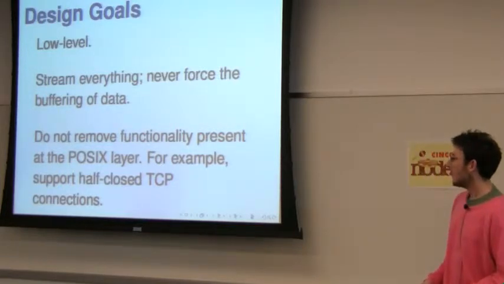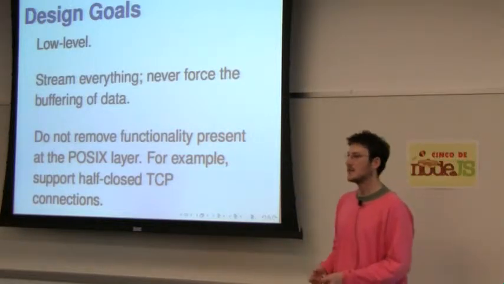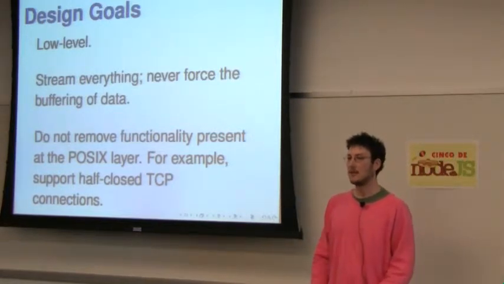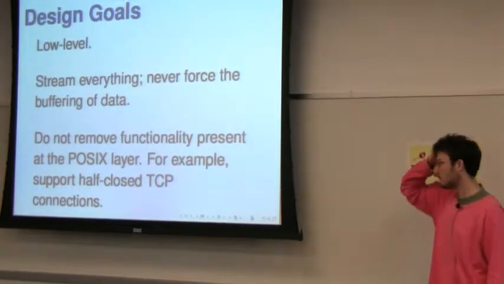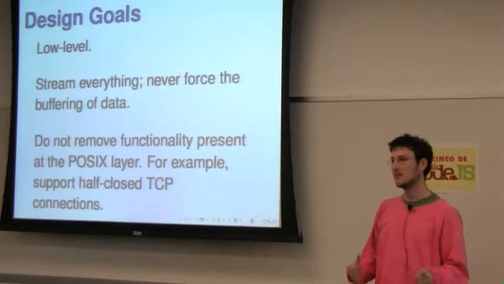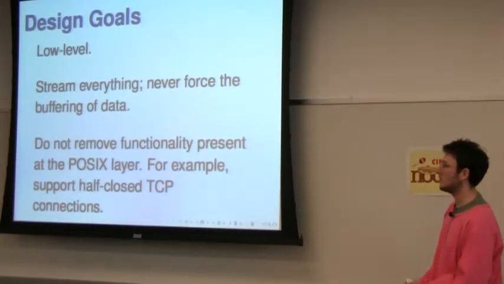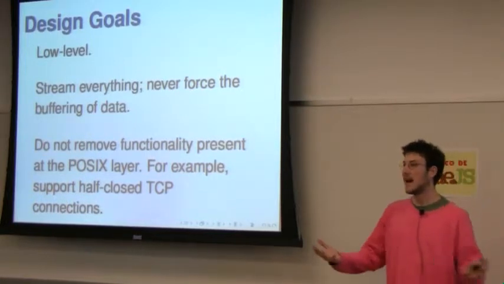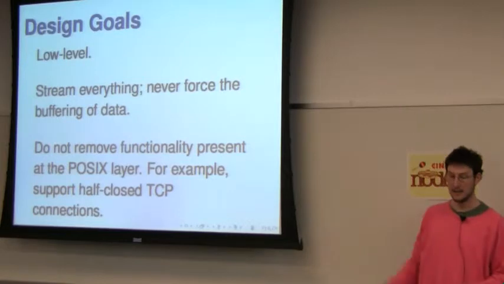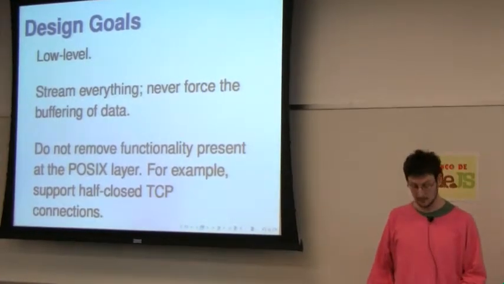And I don't want to remove any functionality as much as I can. I don't want to remove functionality that you have at a lower level. So for example, half-closed TCP connections. Almost nobody cares about them. But why remove them? Why remove the ability to cat a file to some network device and have an EOF at the end of it, but have the other side still respond afterwards with a checksum or something?